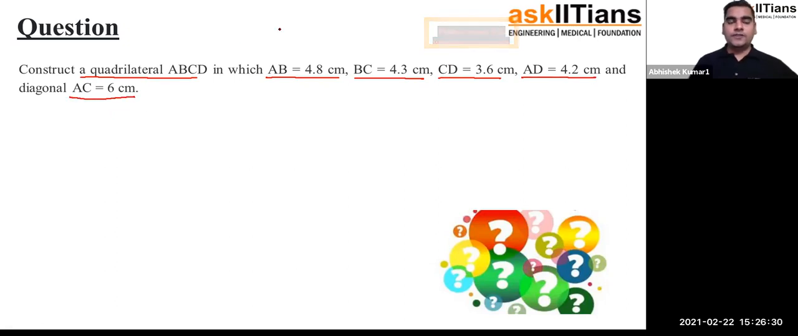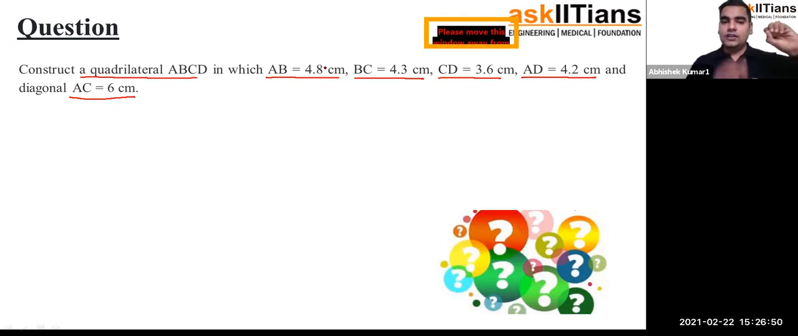All right. So as I told you, whenever you have to draw any quadrilateral in which you are provided all the four sides, and apart from that you are also provided the length of the diagonal of the quadrilateral, what you should do is first form one of the triangles, then using that diagonal you should form the other triangle. Understood? So that's exactly what we are going to do here.